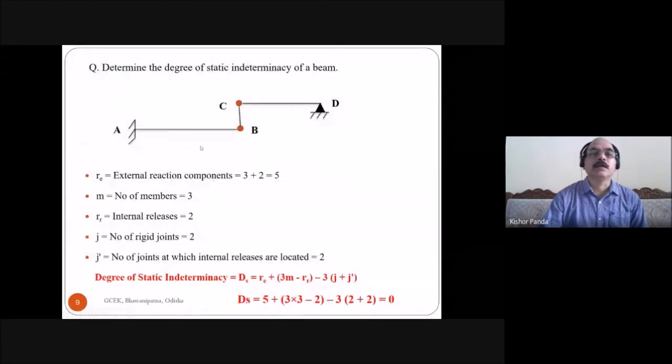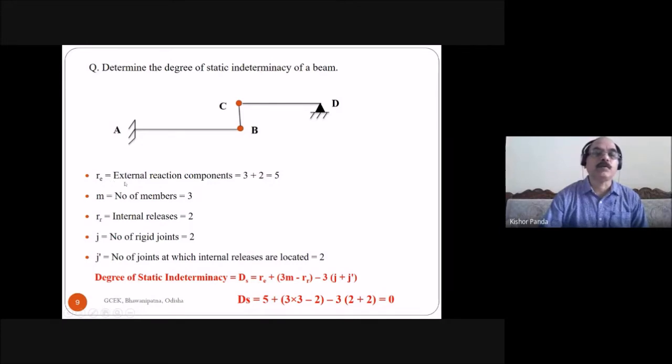Going to another example. This is one example. Determine the degree of static indeterminacy of a beam. Here this is one type of structure, a beam structure. Here you see A, B, C, D. These are the internal hinges. Using this formula, first find out the degree of static indeterminacy.